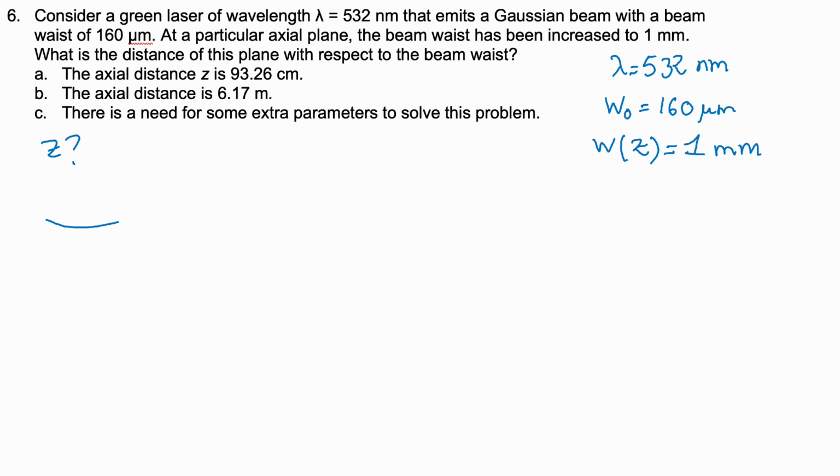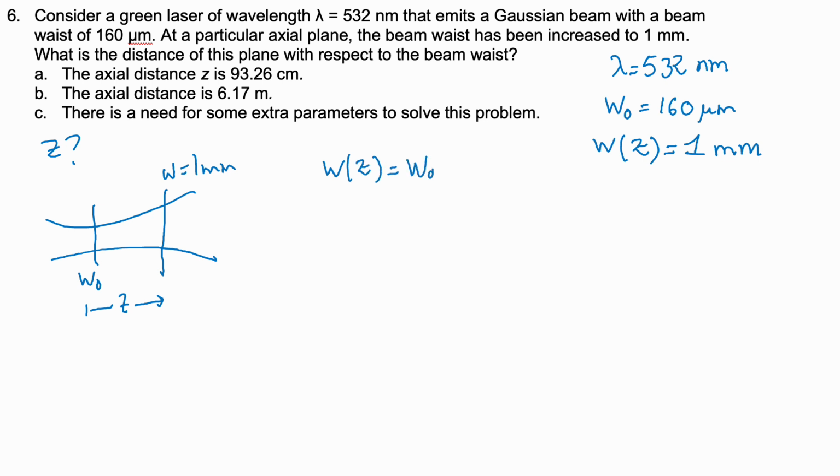So you know that the beam waist is kind of like this, this is the minimum value, and now you are measuring here when you have 1 millimeter, and they want us to estimate the distance z. So if you go to the equation of the beam width, you can write it down as the beam waist multiplied by the square root of 1 plus z over the Rayleigh range squared. So we can move the beam waist to the left side of the equation.